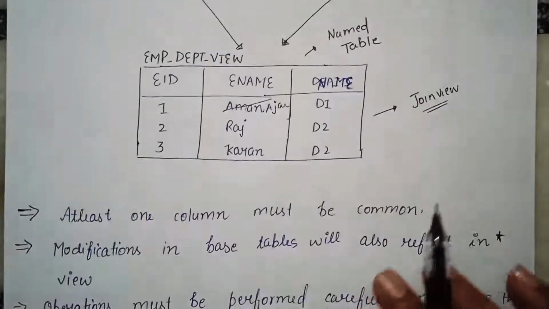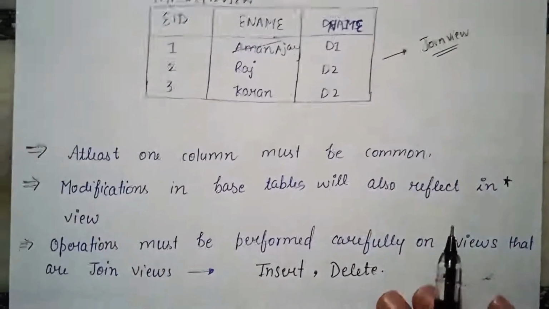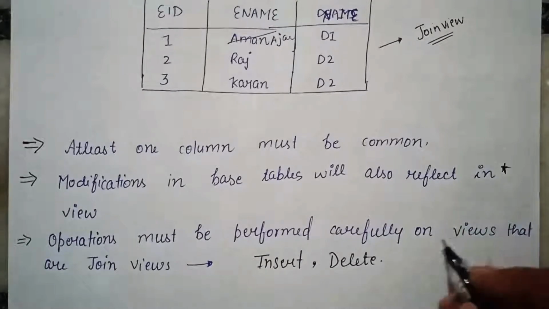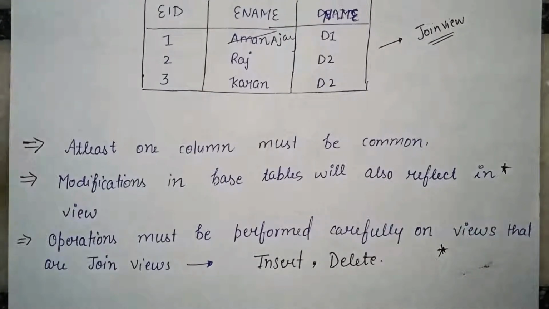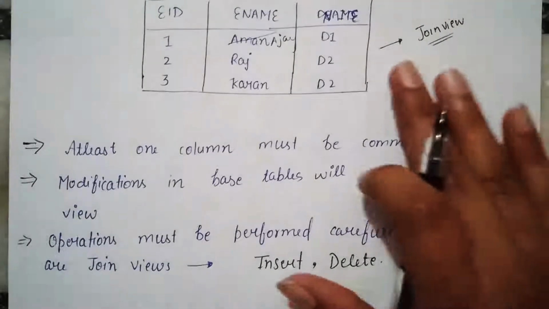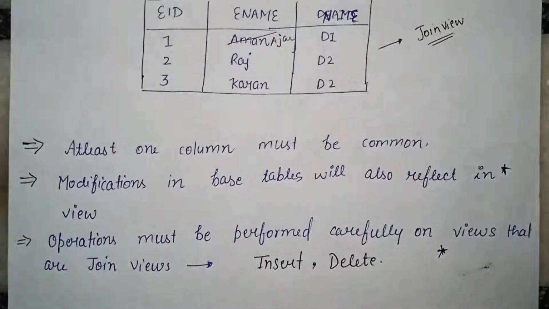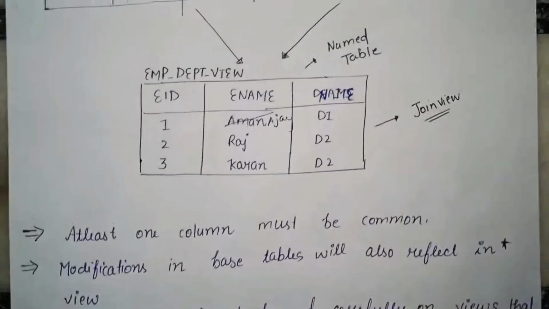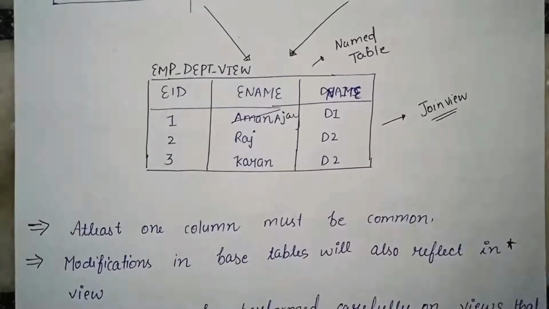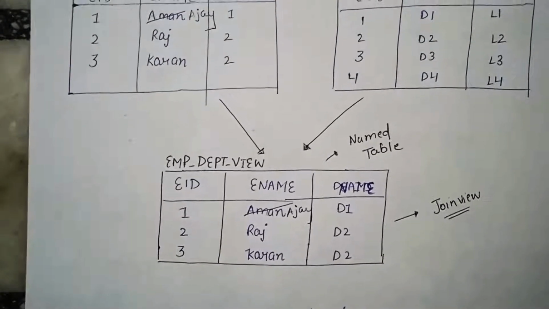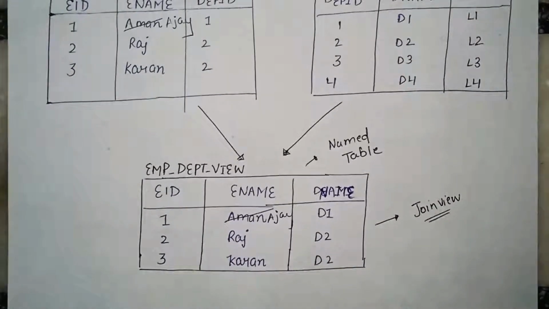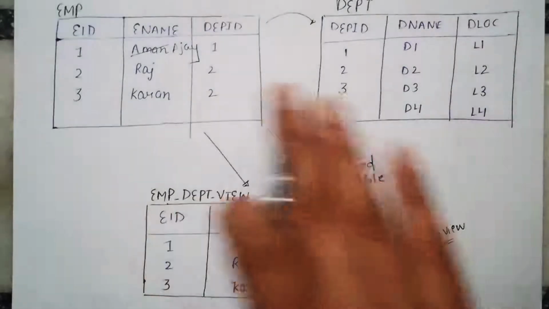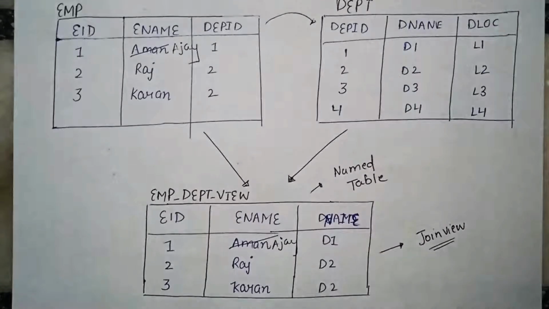Now, the third and most important condition while using join views is that we need to take care while performing insertion and deletion operations on the join view. Whatever modification is performed by using insertion and deletion operations, only the key preserved table of these two tables must be updated. It does not require updating the other tables.